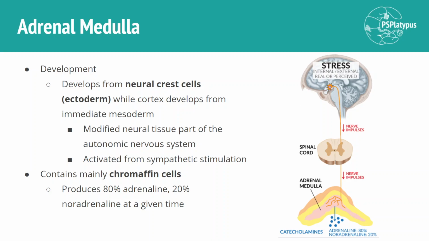The medulla is actually modified neural tissue that is a part of the autonomic nervous system. This makes sense now that it is activated using sympathetic stimulation from the brain, since it can directly stimulate the adrenal medulla cells. It consists mainly of chromaffin cells, and it produces about 80% adrenaline and 20% noradrenaline at a given time.